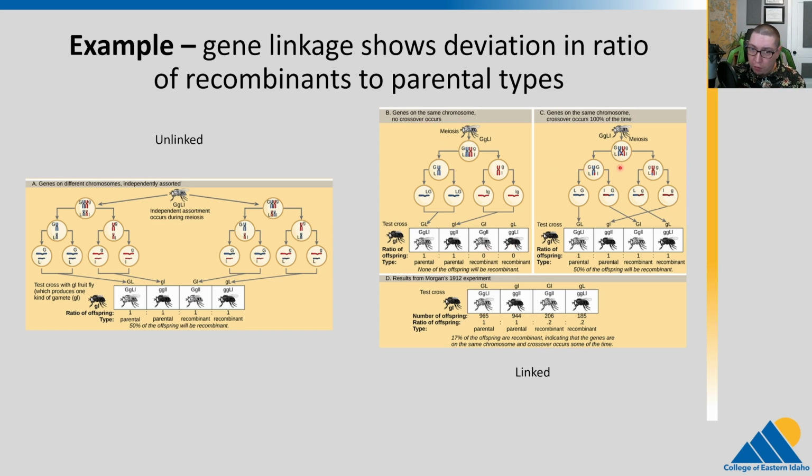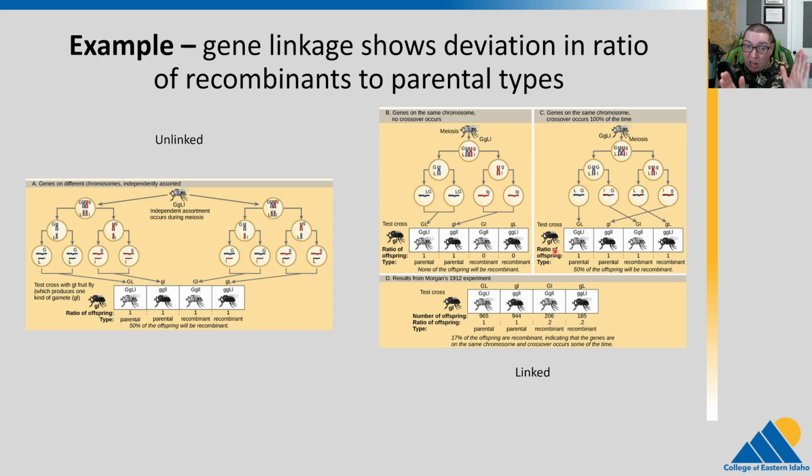What if crossing over happened 100% of the time? This might seem like a hypothetical, but actually when genes are on opposite sides of the chromosome, opposite sides of the centromere, they do effectively recombine 100% of the time. Well, then they would look like they were independently assorting, and we would never know. So we would get 2 parental types and 2 recombinant types in equal proportions here.